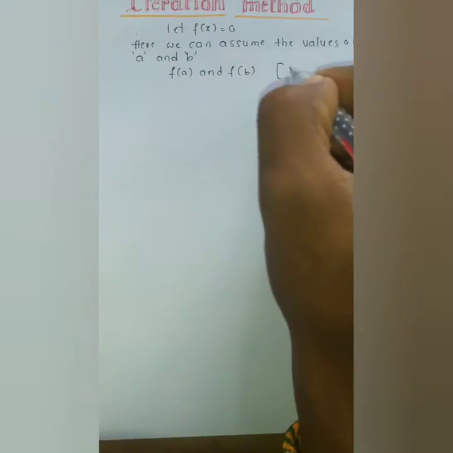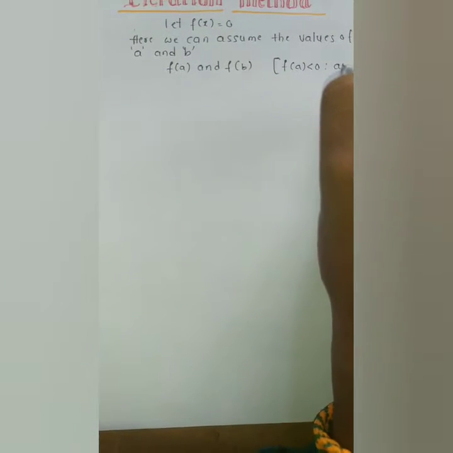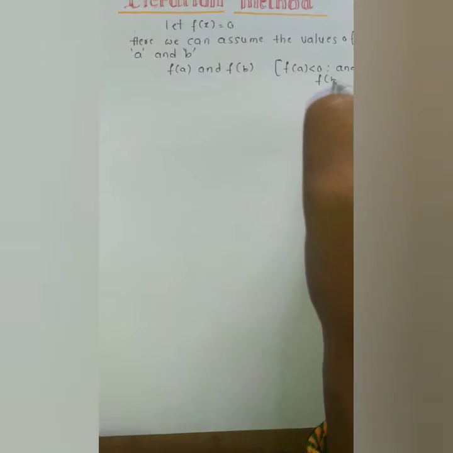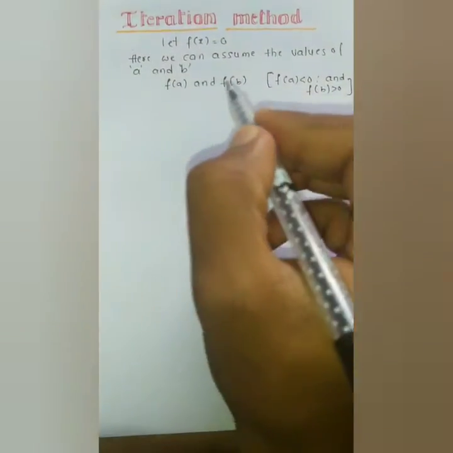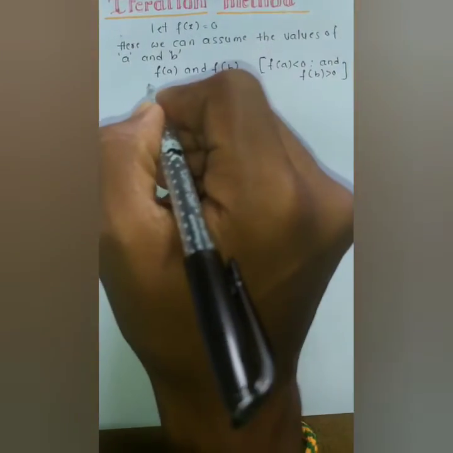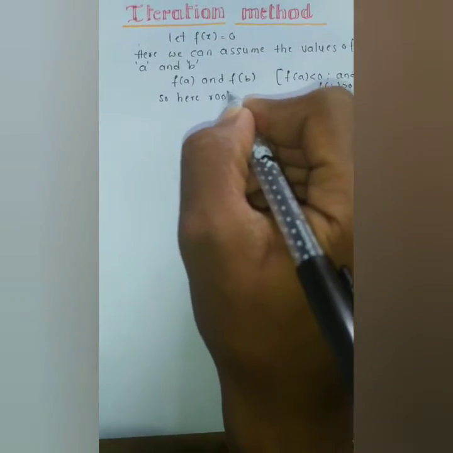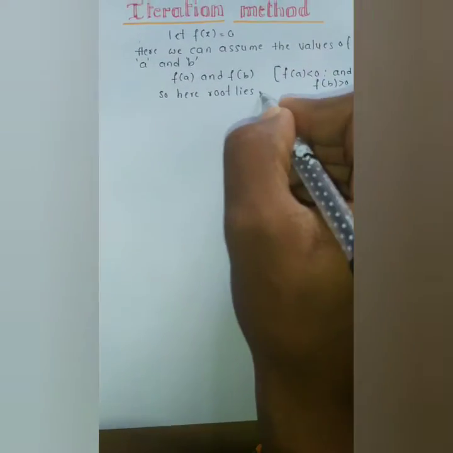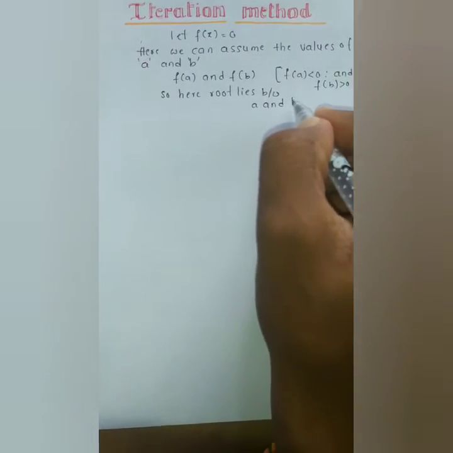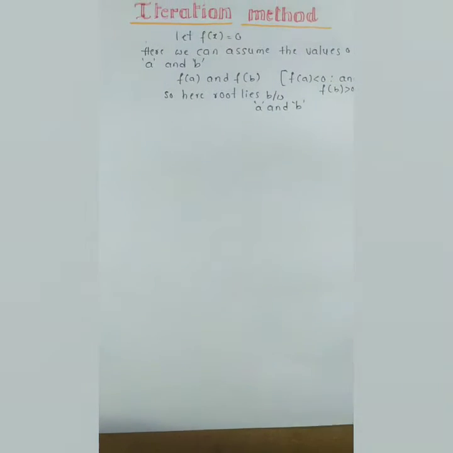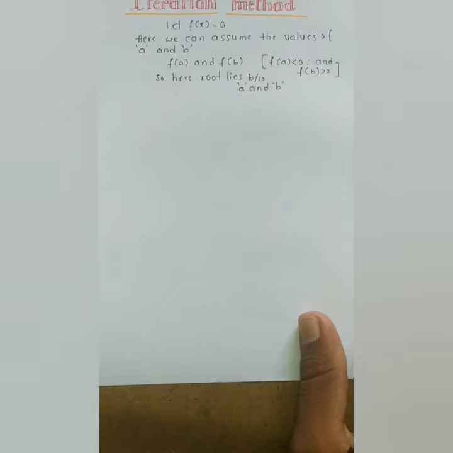Suppose we assume f(a) is less than 0 and f(b) is greater than 0. So we know that the root lies between a and b. So here the root lies between a and b. In this method, the main important thing is to find the root of the equation.